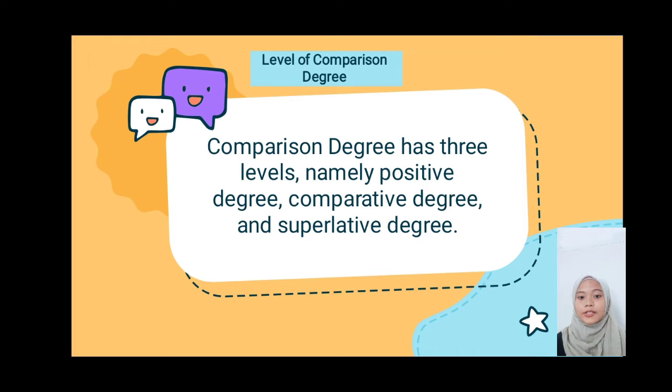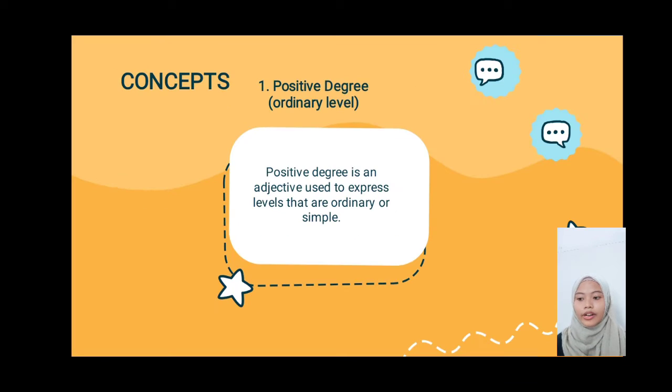And the next, levels of comparison degree. Comparison degree has three levels, namely, first positive degree, next comparative degree, and then superlative degree. I will explain one by one about the levels of comparison degree. For the first, there is positive degree or ordinary level. Positive degree is an adjective used to express levels that are ordinary or simple.